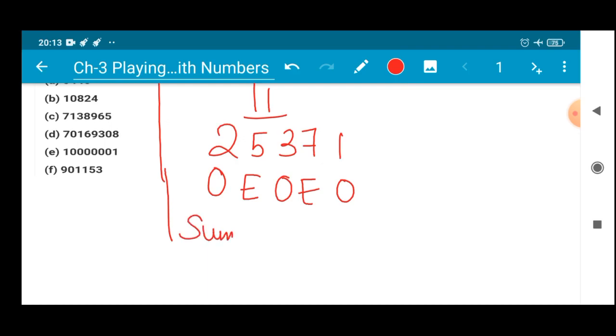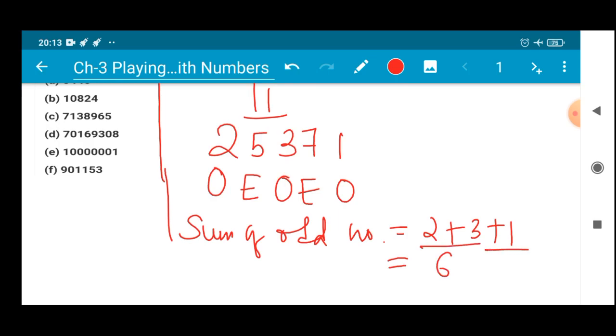Now the next step is to add the sum of odd numbers. What is the sum of odd numbers? It is 2 plus 3 plus 1. Now add this and you'll get 6. 2 plus 3 is 5, 5 plus 1 is 6.